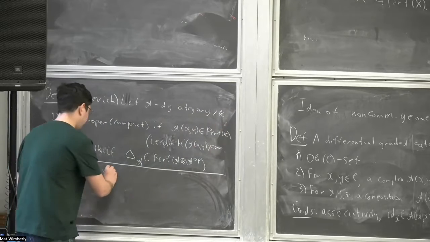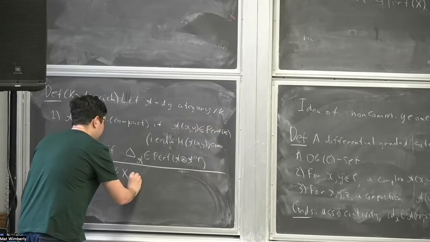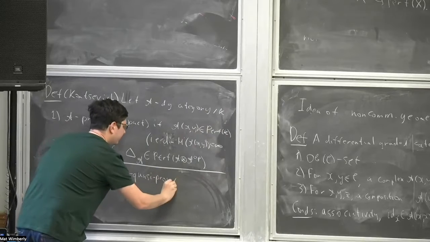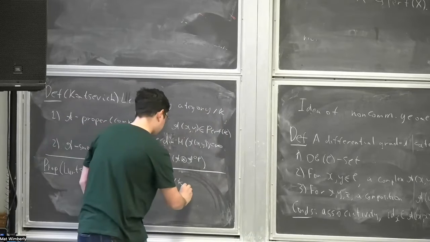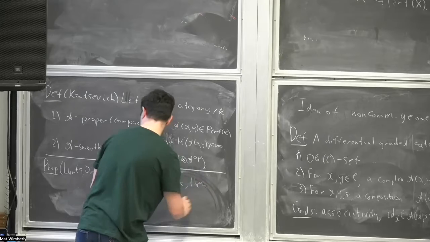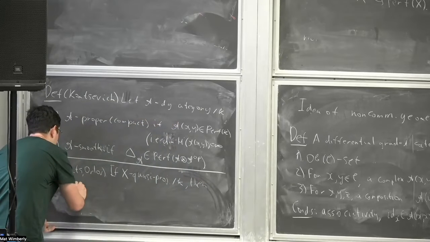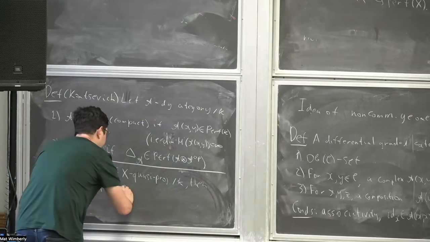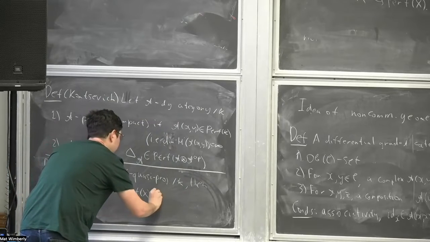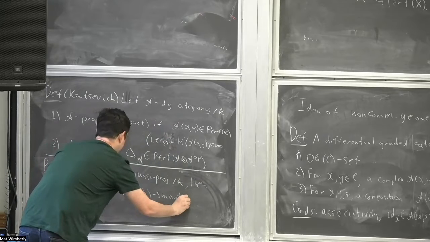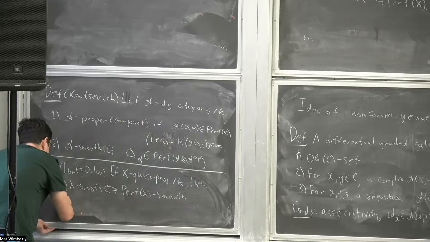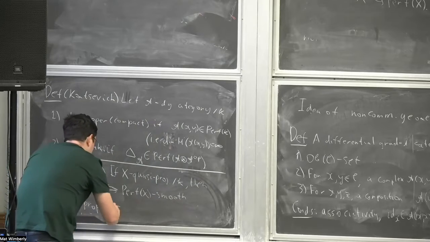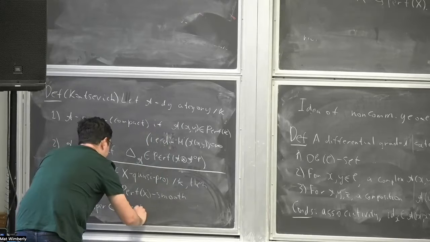It says that if X is, let's just say, quasi-projective over a field, then X is smooth if and only if the category of perfect complexes is smooth. And second is the same for properness: X is proper if and only if the category of perfect complexes is proper.